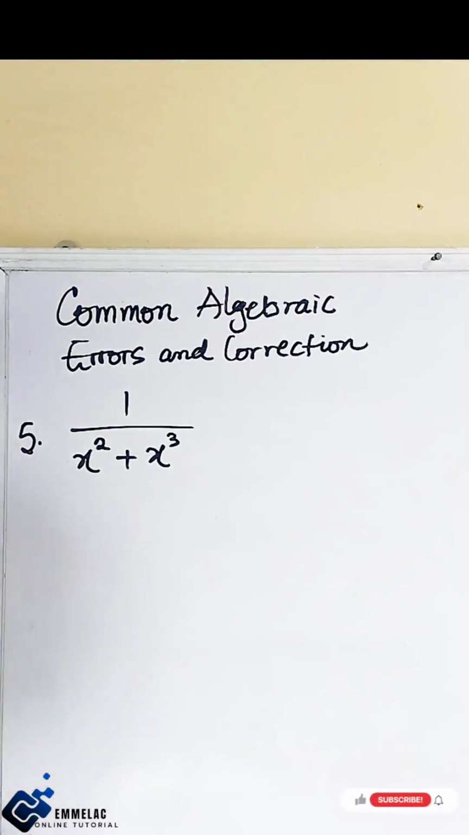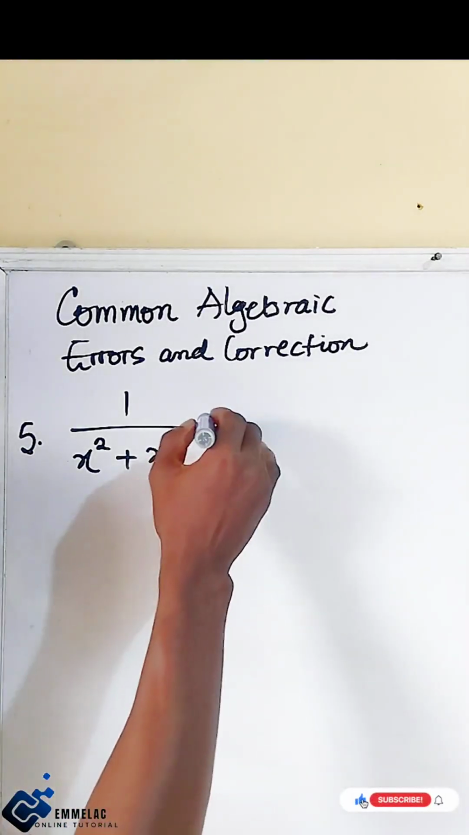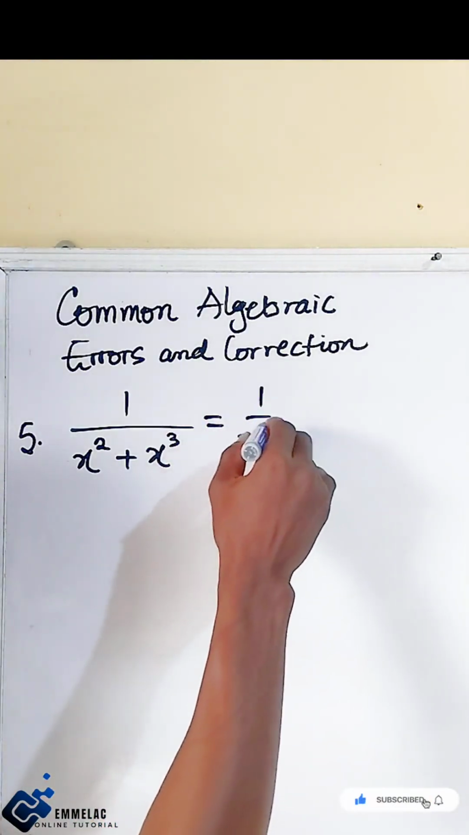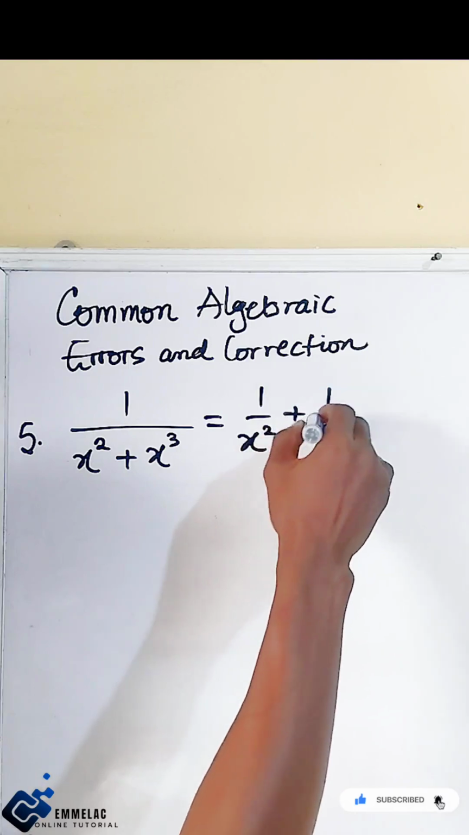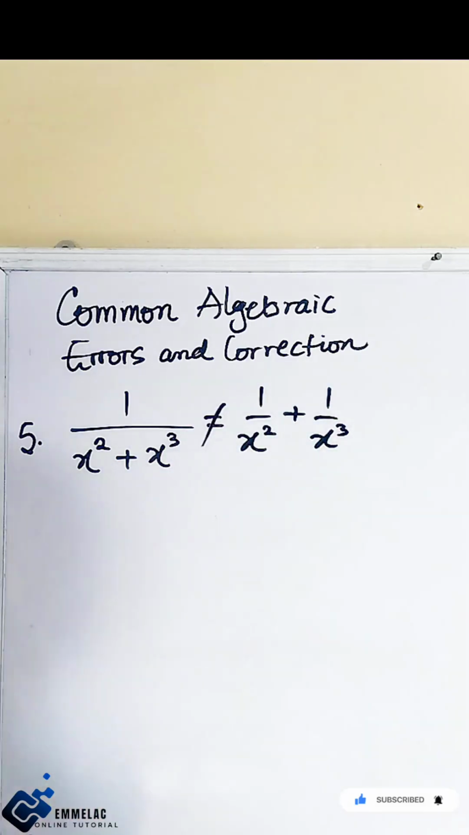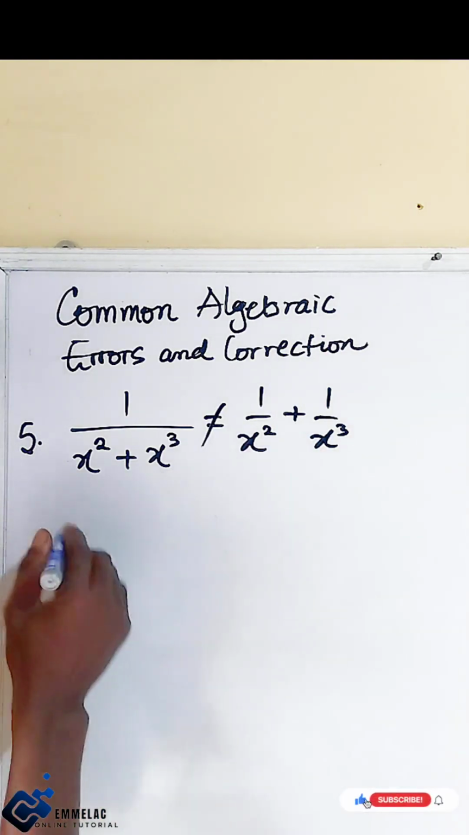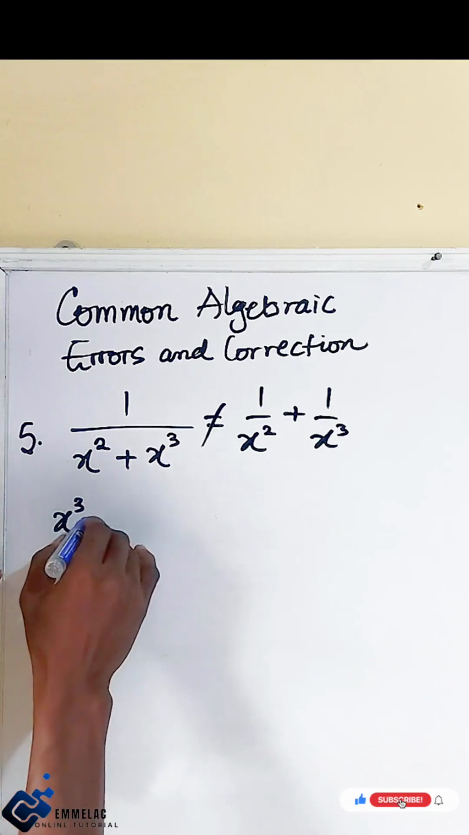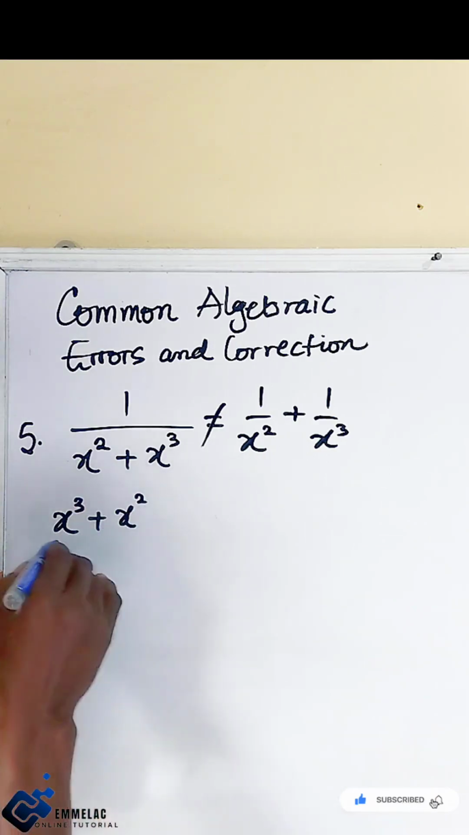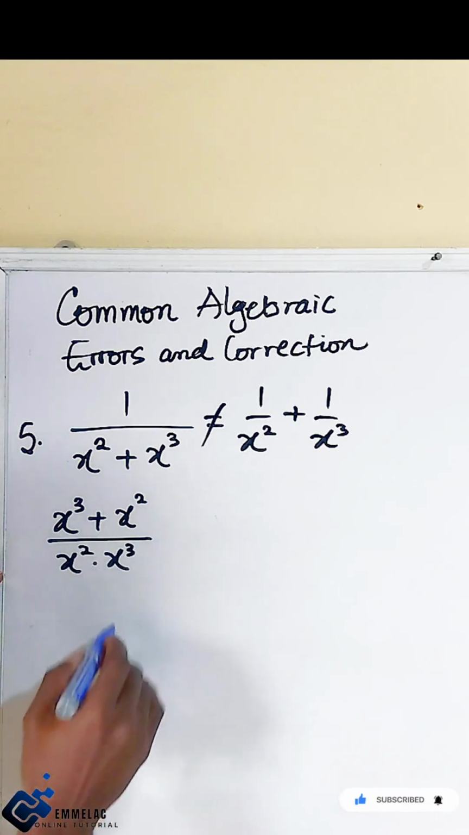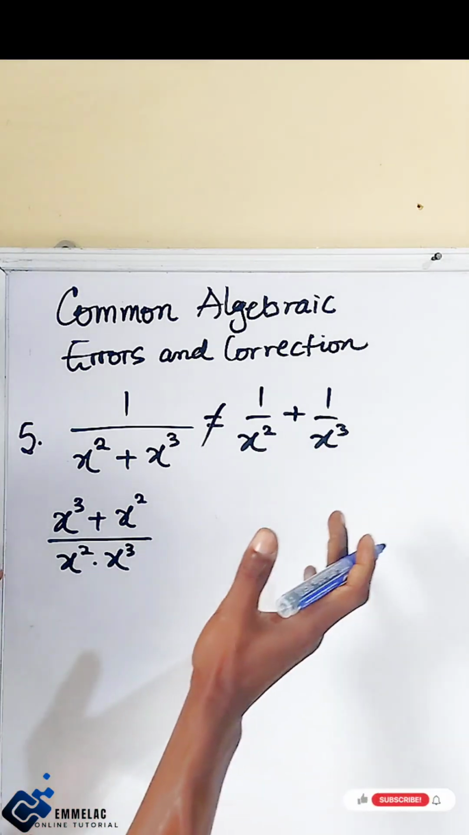Now let us look at this. This expression here, or algebraic fraction here, is not equal to 1 over x^2 plus 1 over x^3. This is the reason that this expression in particular will give you (x^3 + x^2) over x^2 times x to the power of what? 3. And this is when you use the LCM factor.